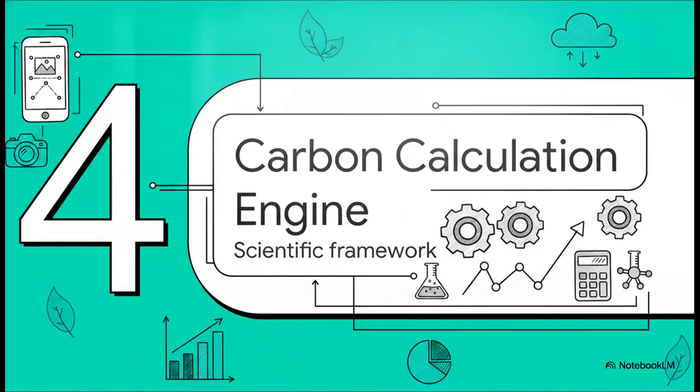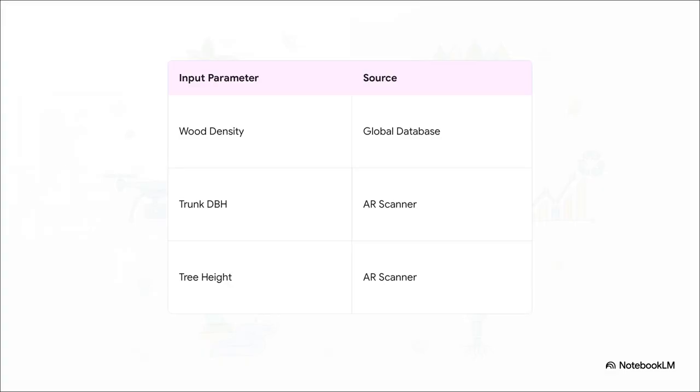Section 4, the carbon calculation engine. And this brilliantly illustrates how those AR measurements actually translate into a carbon audit. Enotree relies on the rigorous Chave 2014 Allometric Equation. It takes the species wood density straight from the integrated global database and combines it with the trunk diameter and tree height captured by your AR scanner. The engine runs the math instantly, doing all the heavy scientific lifting to give you audit-ready carbon data.